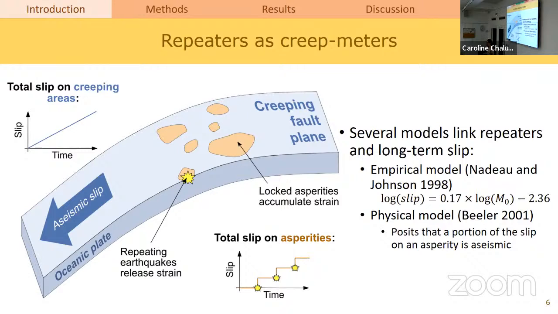One of them is a more empirical model by Nadeau and Johnson that was developed in California. And it relates quite simply the amount of aseismic slip that happens around the asperity to the seismic moment of an earthquake. And this model is, like I said, empirical, but it's quite useful. It's relatively accurate. However, there are other models that exist and that take a more physical approach, one of them being the Beeler model.